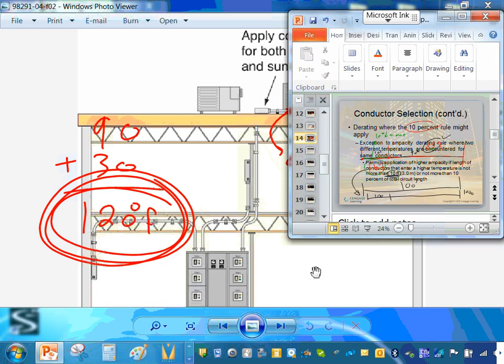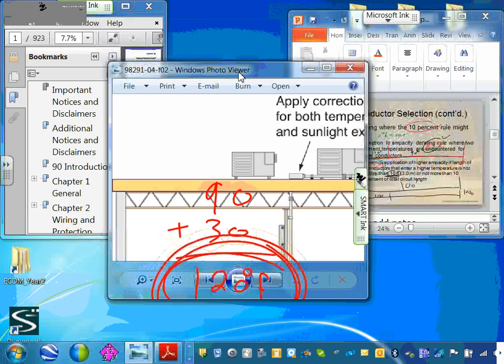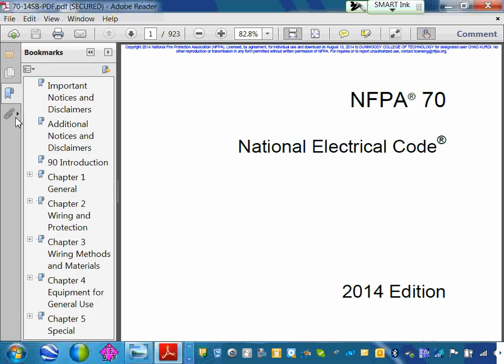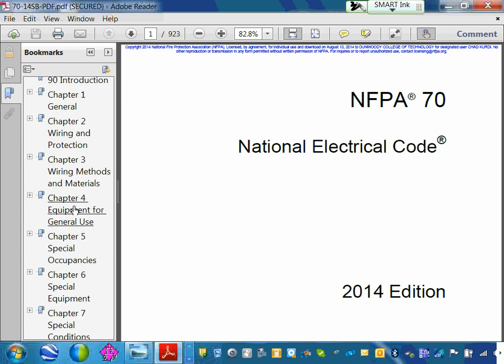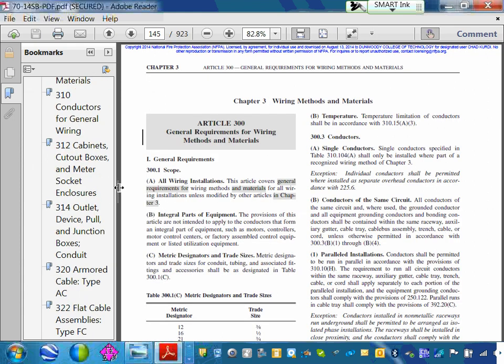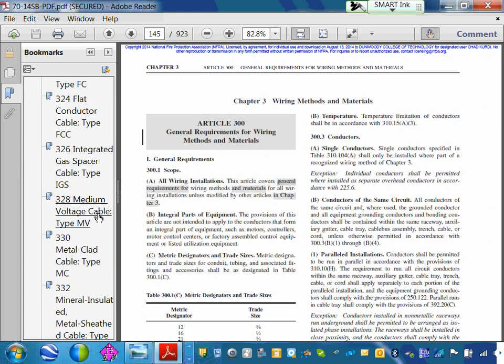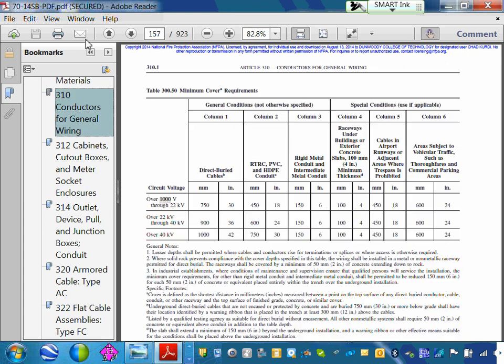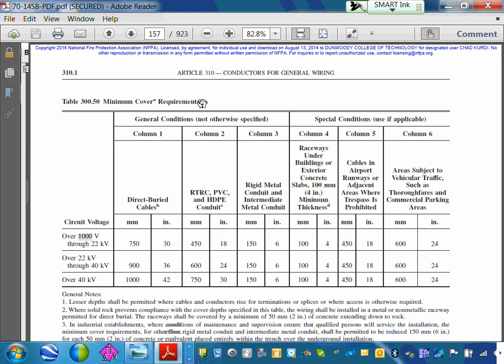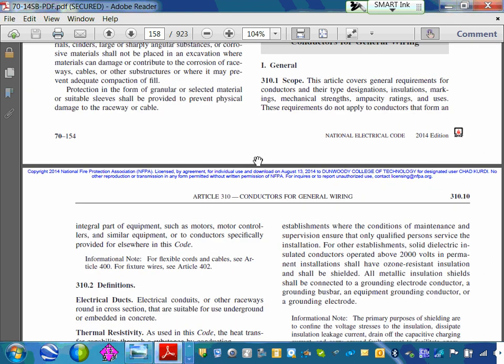Let me go to the code here. I have the other code. All right, so let's go. Where am I here? Perfect. 310. Okay, here's my 310, gentlemen.